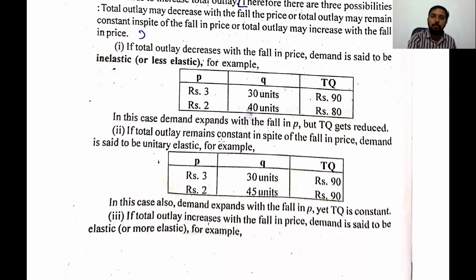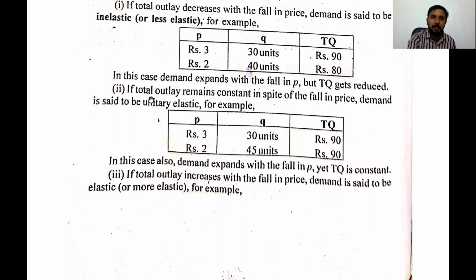So we can say when total outlay decreases with the fall in price, demand is said to be inelastic. Now we have a second situation, that is if total outlay remains constant in spite of the fall in price, demand is said to be unitary elastic. So here we have given the example. When the price is rupees 3 and the demand of the product is 30 units, the total outlay will be 90 rupees. But when the price decreases, its demand will definitely increase. So when the price is rupees 2 and the demand is 45 units, it will also be 90. So total outlay will remain constant.